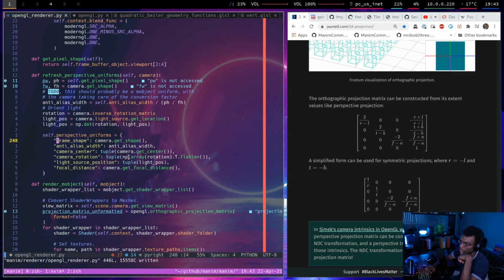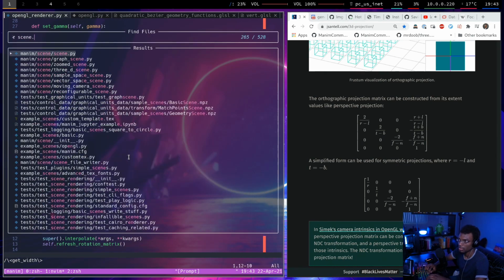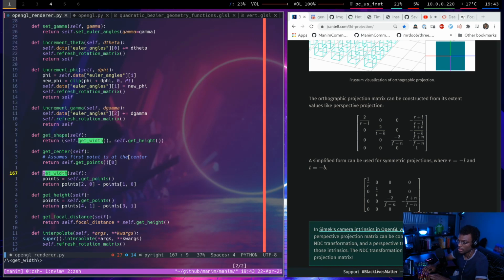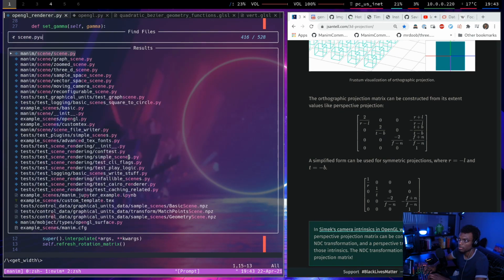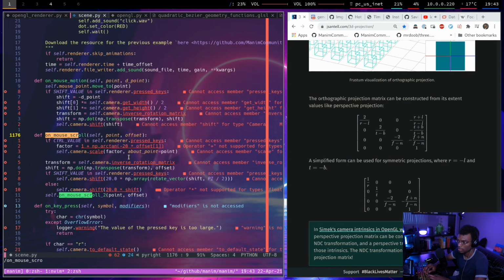Dang, man. Camera.get shape. Let me see where this is. Get width and get height. If I go to scene.high, like on scroll, it was self.camera.scale. Maybe if instead of this I shifted it, then that would work.